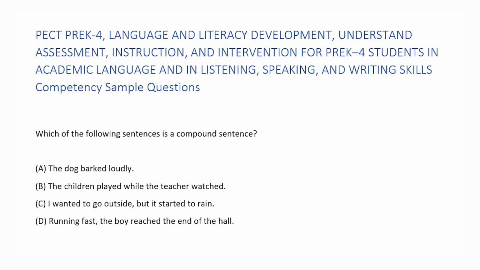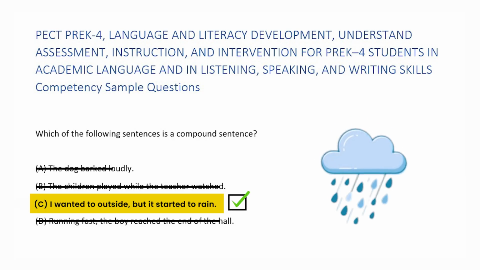Choice A is just one independent clause. Choice B is tricky because there are two parts that might stand alone in other sentences. The children played, the teacher watched. But while is a subordinating conjunction, not a coordinating one, making the second half of the sentence a dependent clause. And don't let the comma in option D throw you off. What we have here is a participle phrase, and thank goodness it's not dangling. Option C is the only answer that meets our definition of a compound sentence.